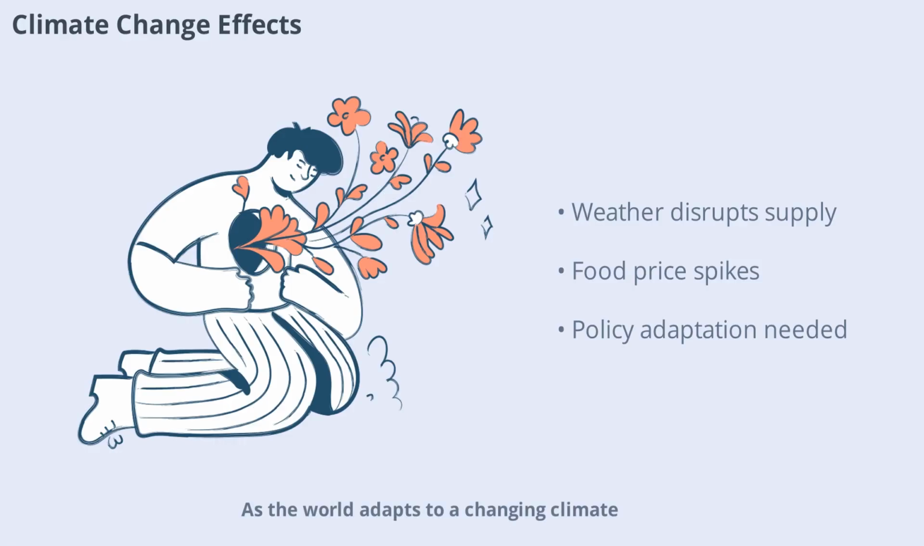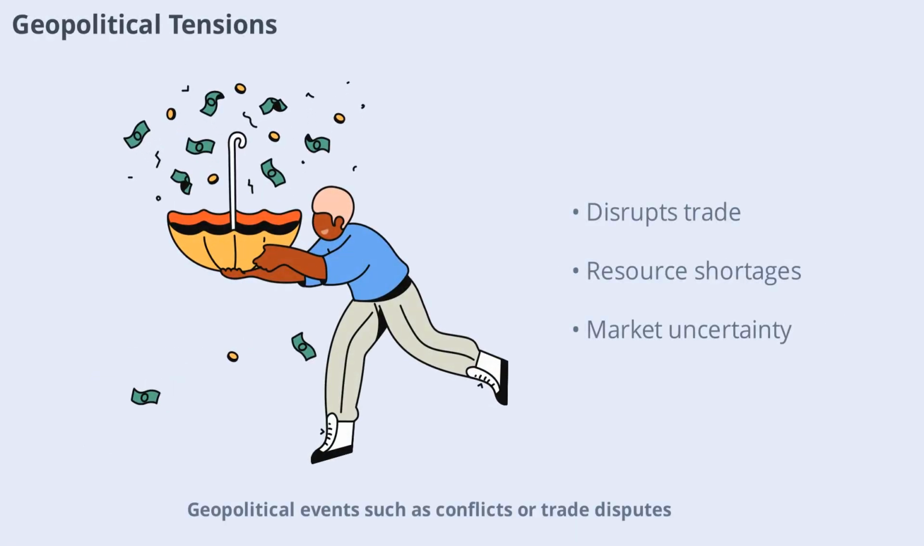As the world adapts to a changing climate, these effects are likely to become more pronounced, making climate policy an important part of inflation management. Geopolitical events such as conflicts or trade disputes can have a major impact on inflation. These events can disrupt trade routes, limit access to key resources, and create uncertainty in markets. The resulting supply shortages and increased costs often lead to higher prices for consumers and businesses alike.